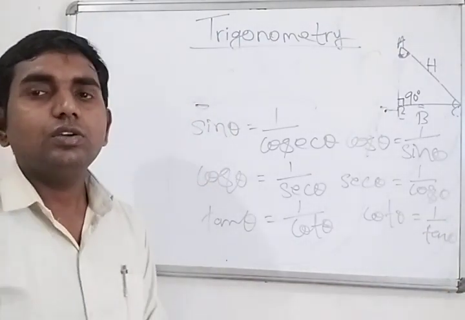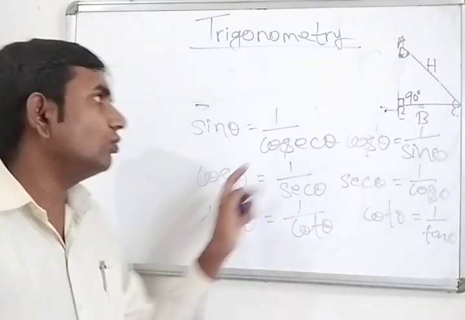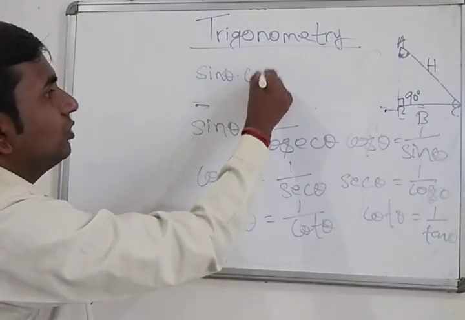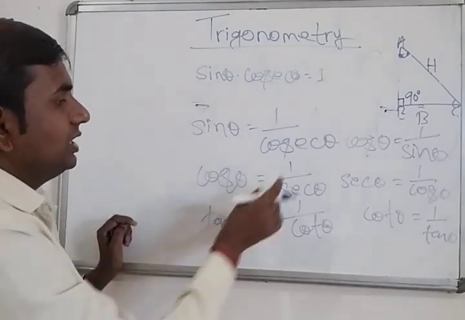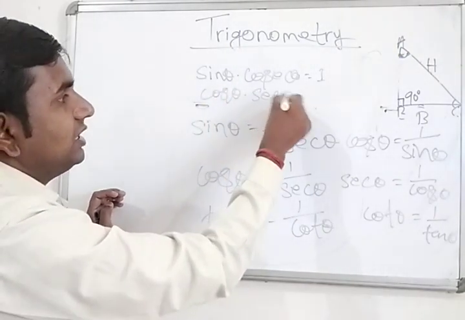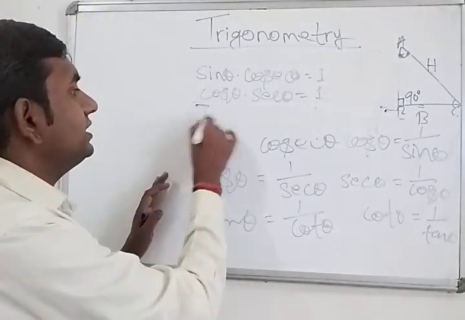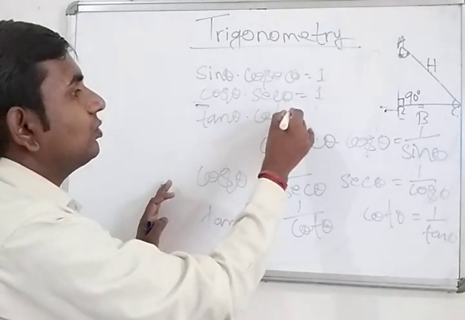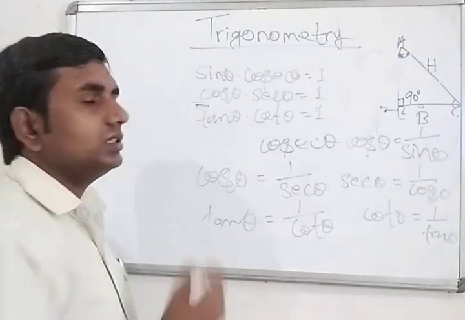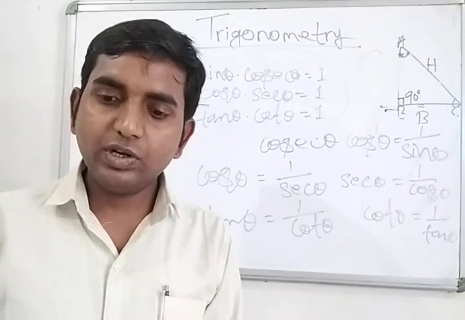Finally, we say that the product of sine theta and cosec theta is equal to 1. The product of these reciprocals, it means sine theta into cosec theta is equal to 1, and cos theta into sec theta is also equal to 1. Okay, and tan theta into cot theta is also equal to 1. Okay, this is about the formulas. On this basis, we are now able to attempt the question.